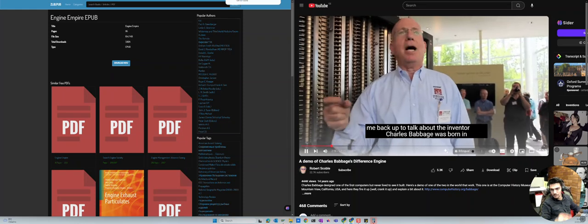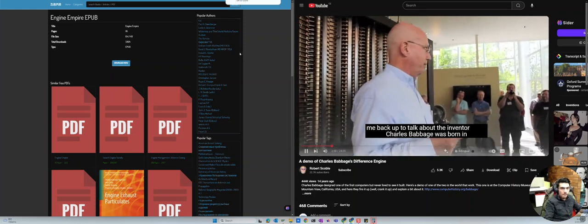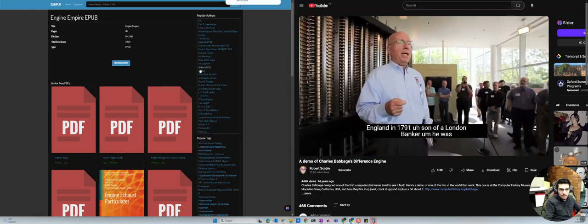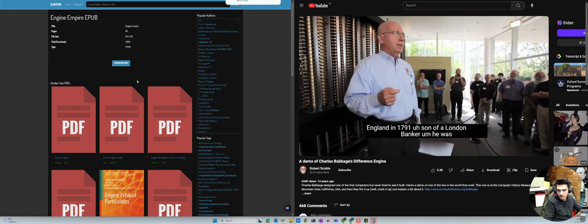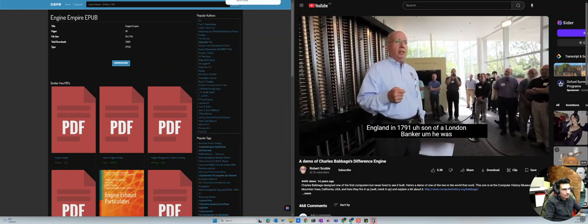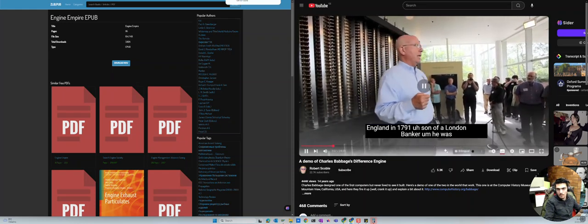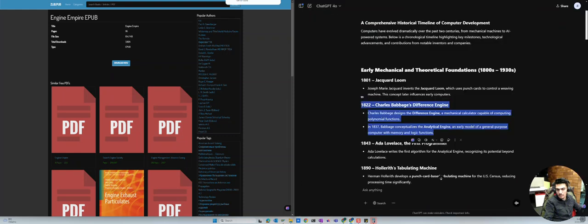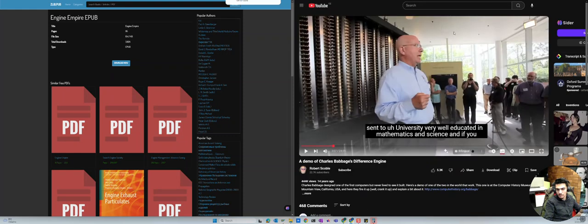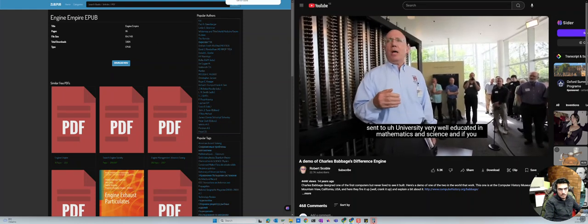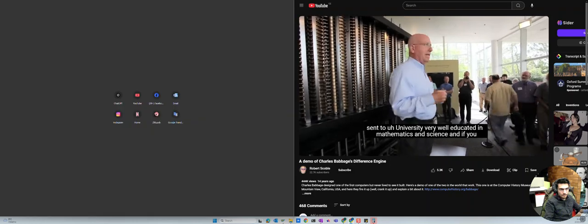But first, let me back up to talk about the inventor. Charles Babbage was born in England in 1791, son of a London banker. He was sent to university, very well educated in mathematics and science.